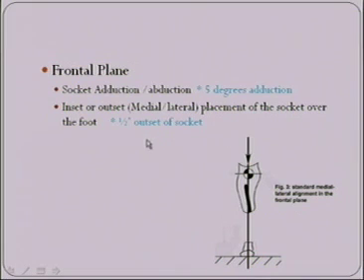And then we have an inset or outset of the foot, and the standard is 1/2 inch of outset of the socket. So we're going to take the socket and we're going to outset it 1/2 inch. So the foot's going to be closer to the midline and the socket's going to be farther away from the midline. And this is just a standard value they use for the frontal plane alignment. So I'm going to go ahead and do that on the paper here with you now.